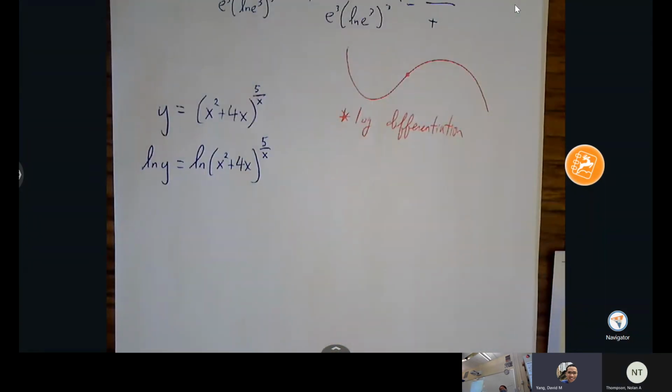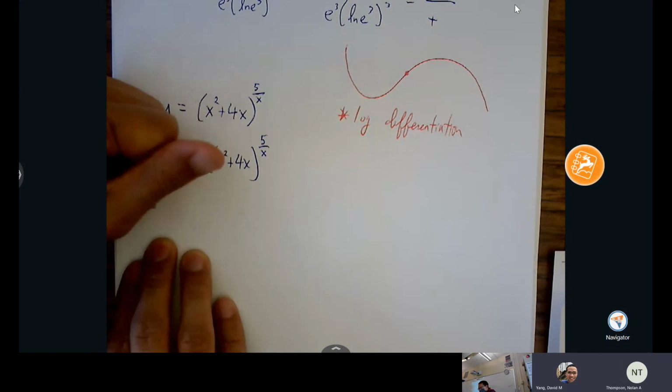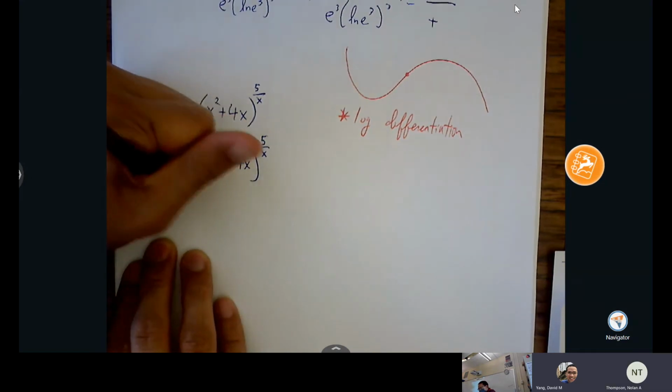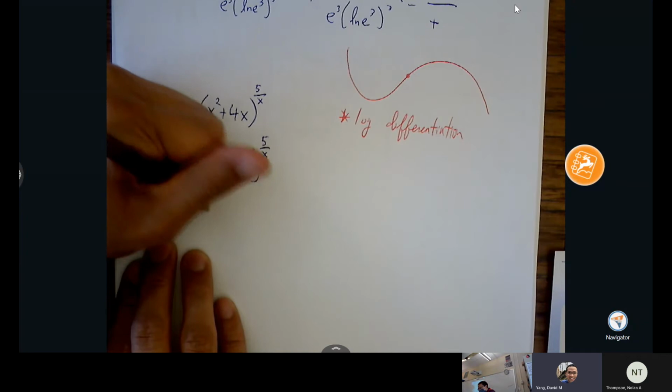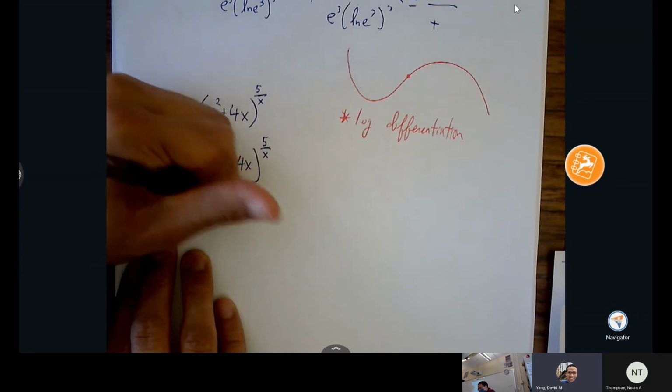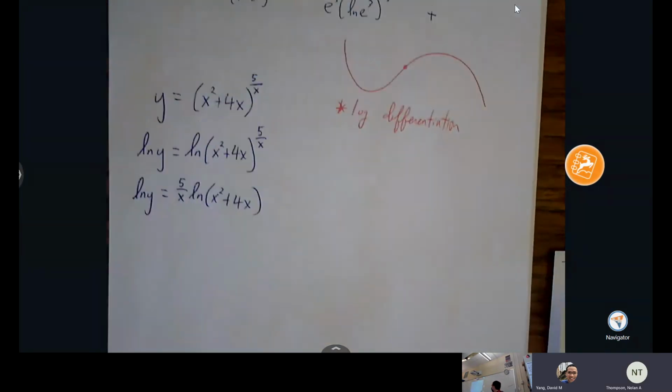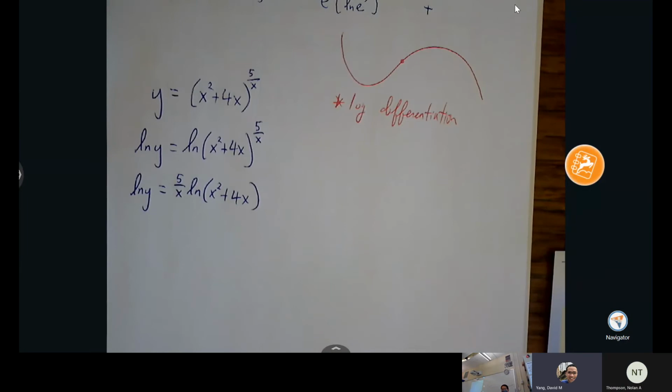And now, how can we rewrite this problem so that we're not having to deal with a variable raised to a variable? Natural log y equals 5 over x natural log of x squared plus 4x. Okay, any questions here? Okay, what's next?